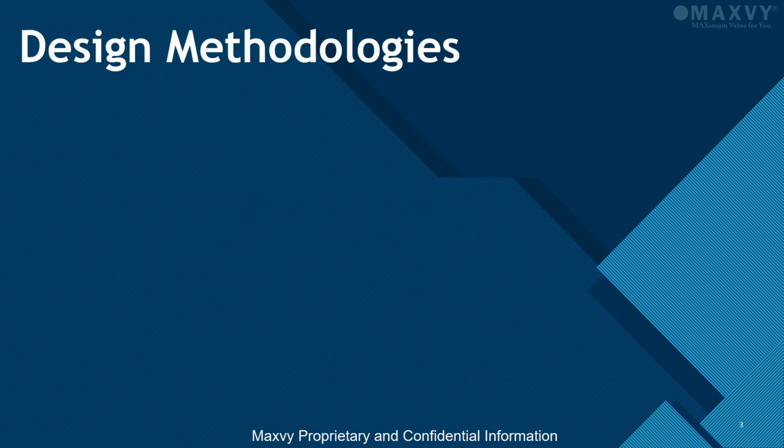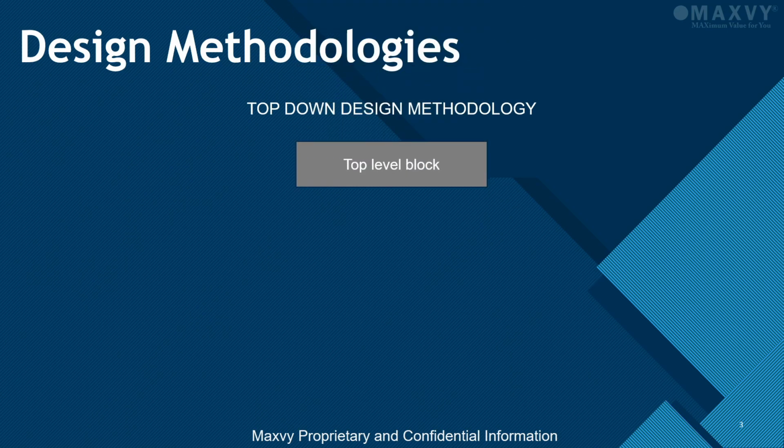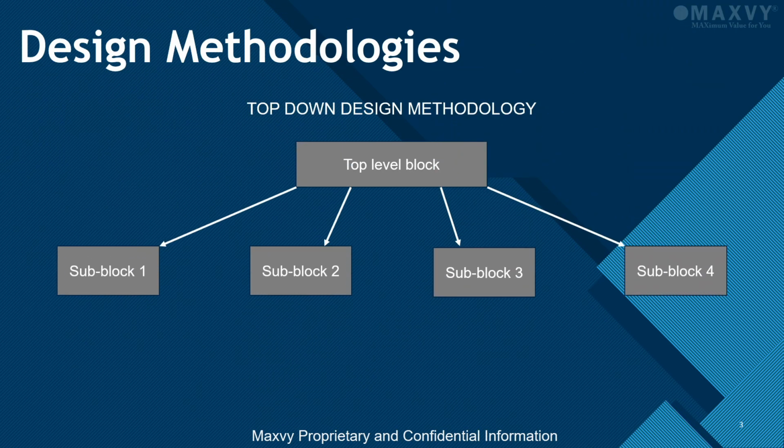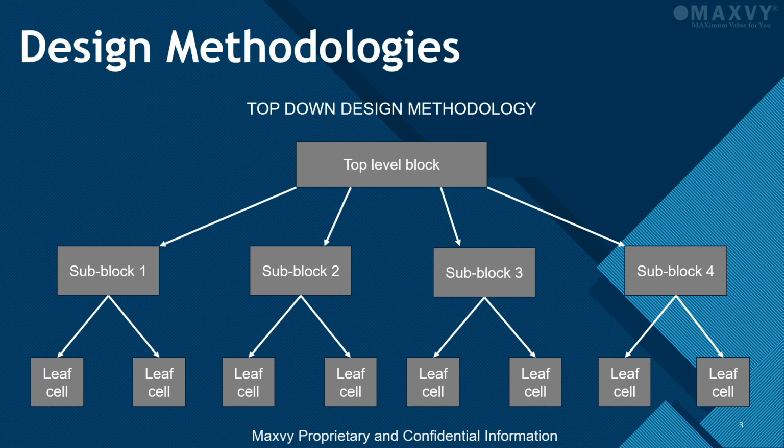There are two basic types of digital design methodologies, a top-down design methodology and a bottom-up design methodology. In a top-down design methodology, we define the top-level block and identify the sub-blocks necessary to build the top-level block. We further subdivide the sub-blocks until we come into leaf cells, which are the cells that cannot further be divided.